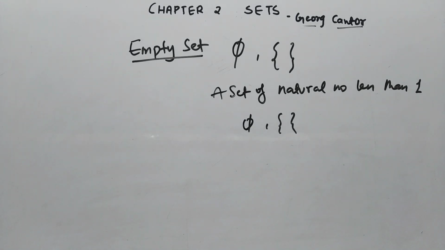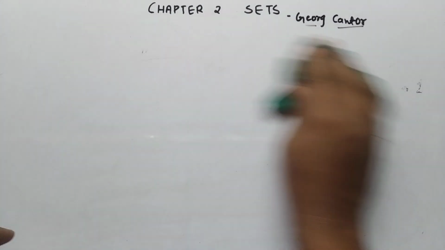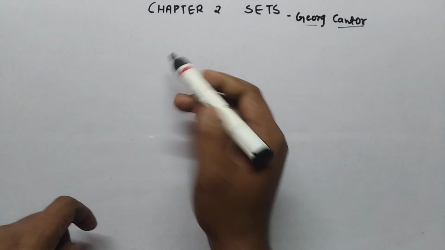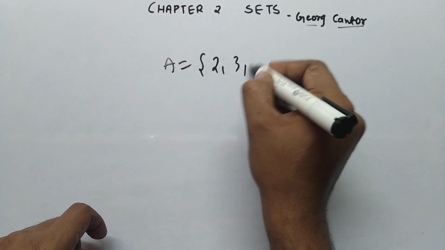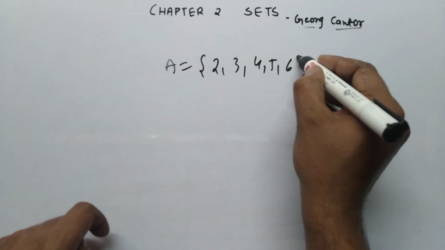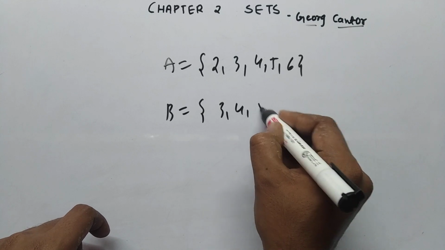If I ask you about the power of sets, the power of the sets is nothing but all the subsets. So this is an empty set. Next let me explain the subsets. Suppose let me take an example. This A is a set. It has some elements like 2, 3, 4, 5, 6. And let me take another set B, which has some elements like 3, 4 and 5.